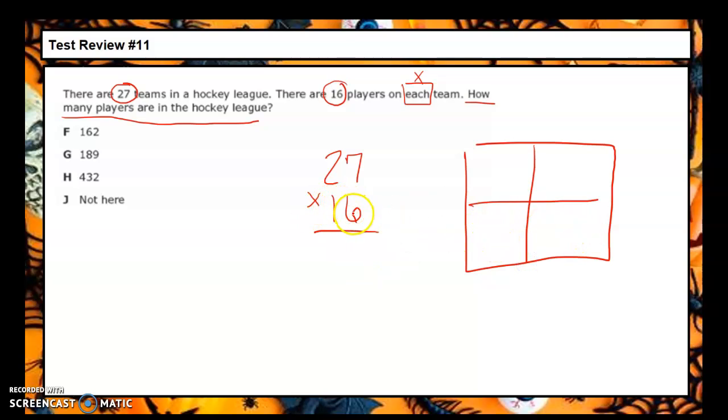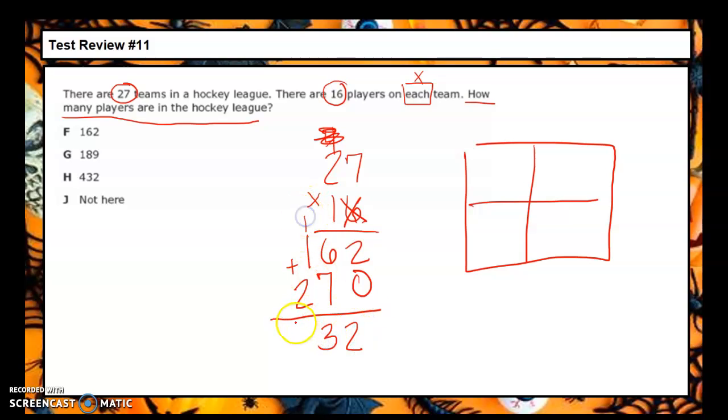So I'm going to start here. 6 times 7 is 42. 6 times 2 is 12. 12 plus 4 is 16. And then I'm going to cross it out. Okay, 1 times 7 is 7, and 1 times 2 is 2. So when I add it up, I get 432, which is an answer. That's a good sign. But let's check it.